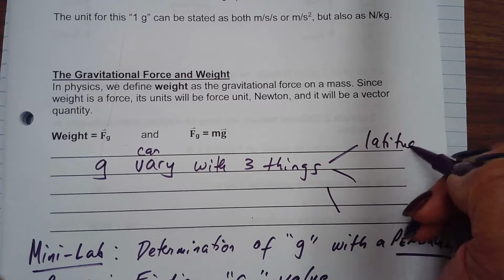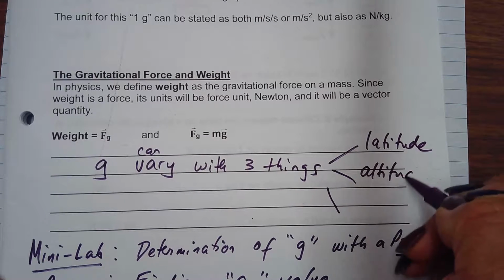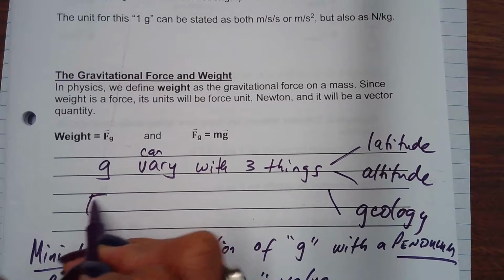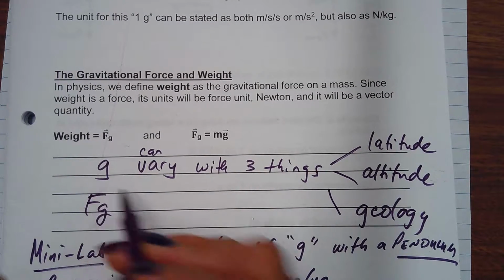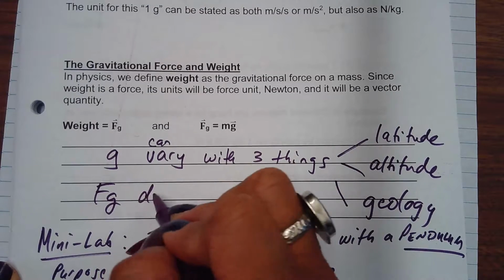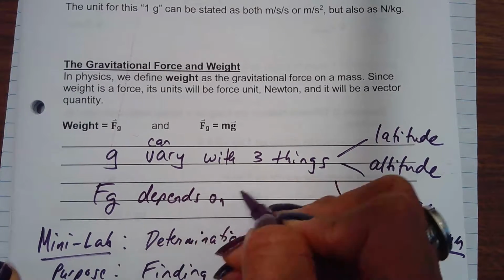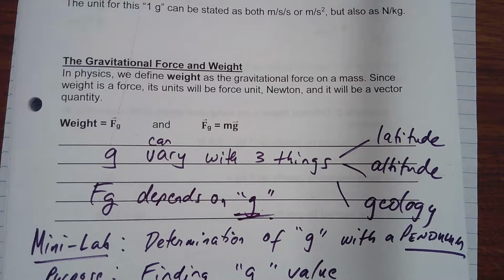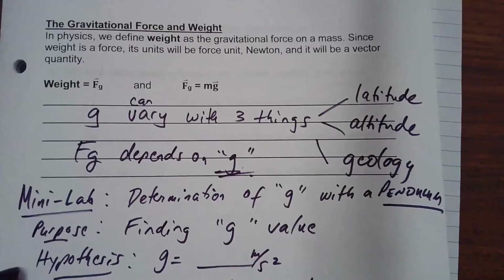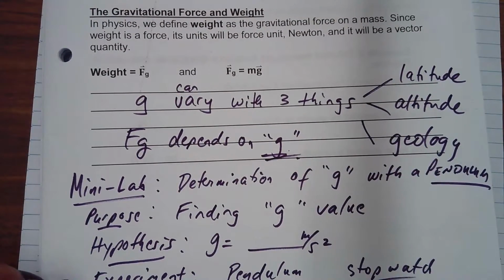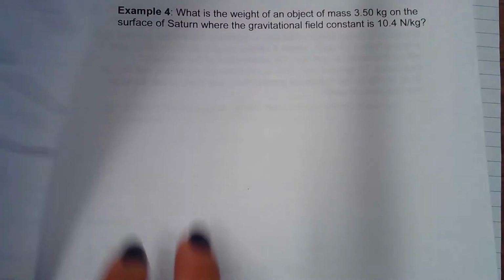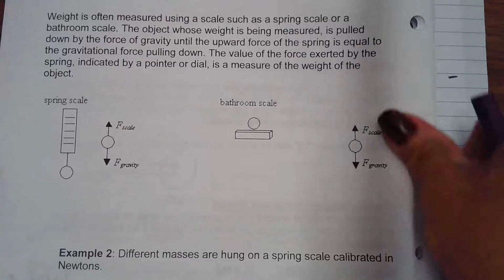Latitude, altitude, and geology. Okay, so your weight then, Fg, depends on that G. Wherever you are, that will be affecting your weight. Whereas mass, we talked about that on Friday on the previous page. Mass is just the amount of matter, and it doesn't matter where you are. Mass remains the same.